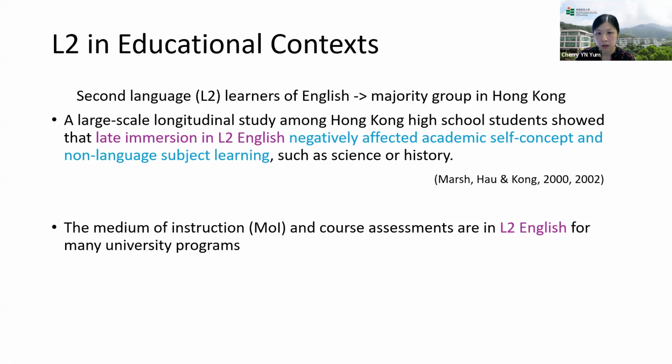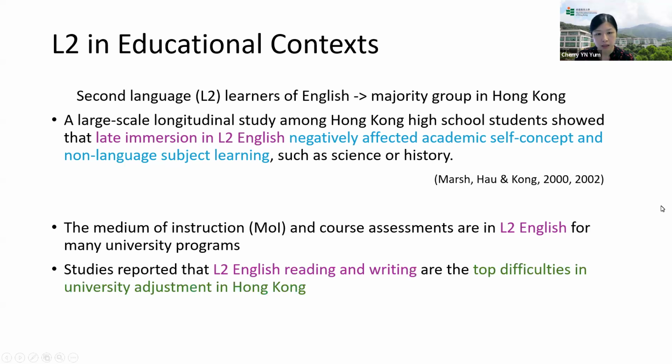In the tertiary education context as well, many university programs teach in English, which is the L2 of many students, and almost all course assessments are also in L2 English. This has a negative effect on learning outcomes, and studies have reported that L2 English reading and writing are among the top difficulties in university adjustment among Hong Kong students.